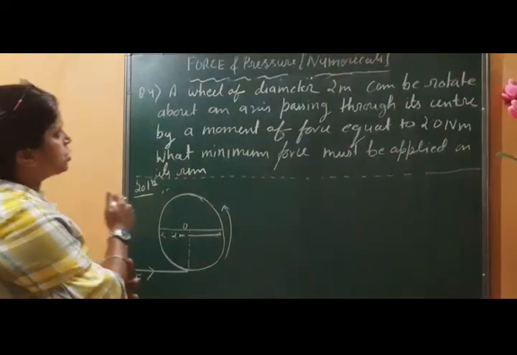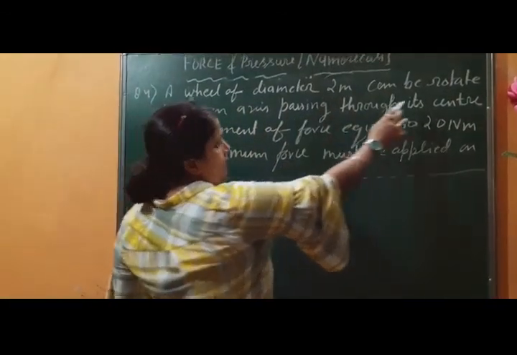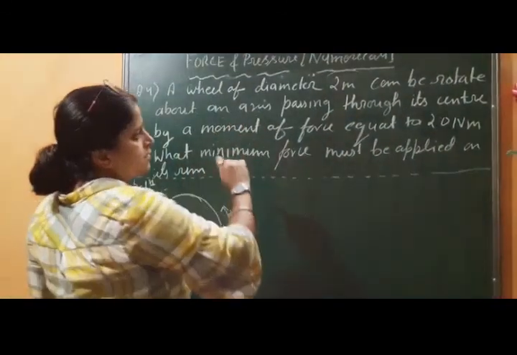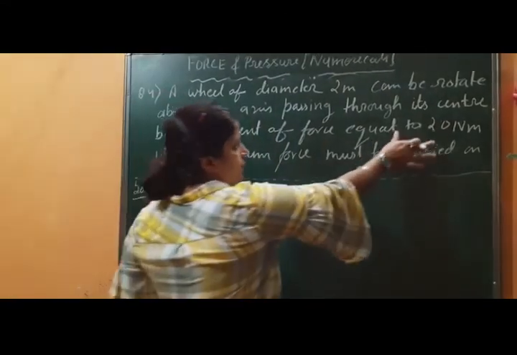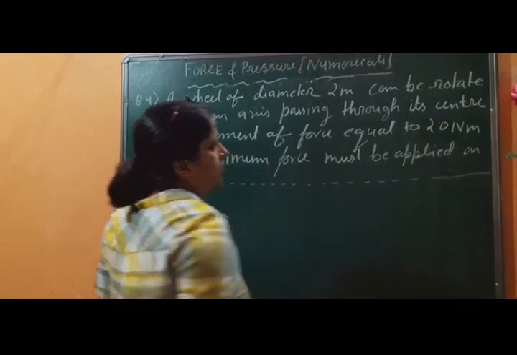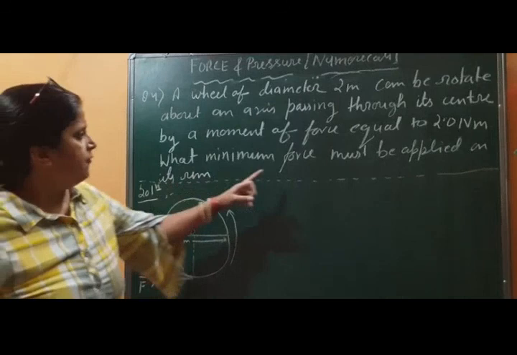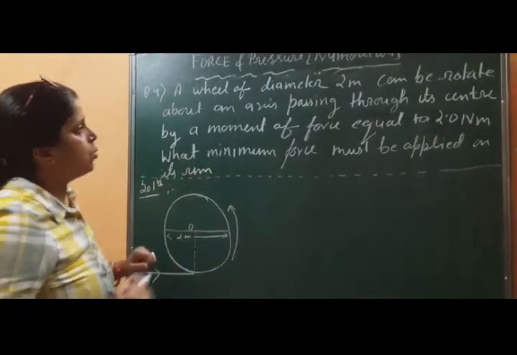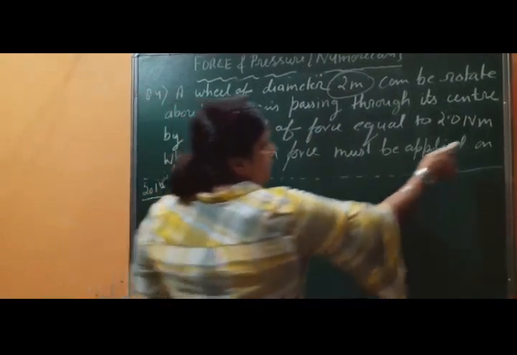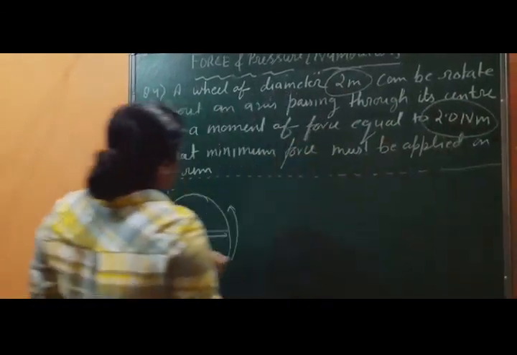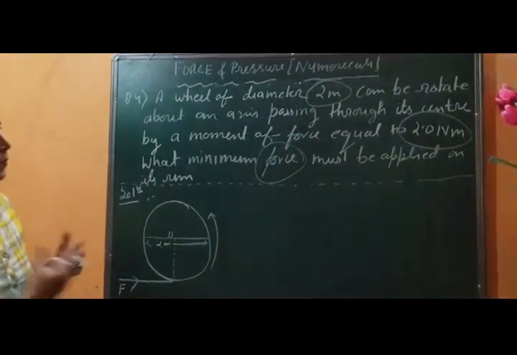Now let's see what is question number 4. A wheel of diameter 2 meter can be rotated about an axis passing through its center by a moment of force equal to 2.0 Newton meter. Okay, what minimum force must be applied on its rim? What is given? Diameter of the wheel is given, and moment of force is given, and we have to find out the force. What is the minimum force we have to apply?